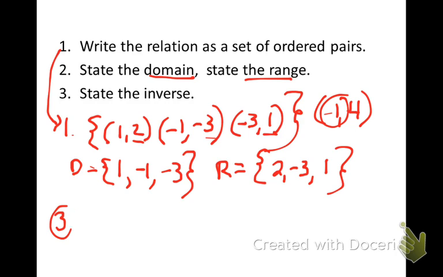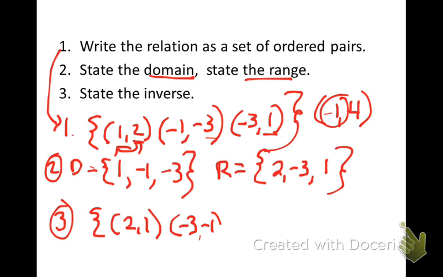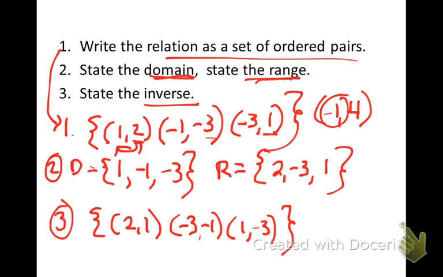And then the third thing it asks me to do is state the inverse. Well, the inverse is pretty easy. You just take the ordered pair and you reverse them. So instead of being 1, 2, it's going to become the ordered pair 2, 1. This one will become -3, -1, and this will become 1, -3. Pretty easy things to do there, but you got to know what the definitions of these words mean in order to do it. So make sure you know domain, range, inverse, and then what a relation is: a set of ordered pairs.